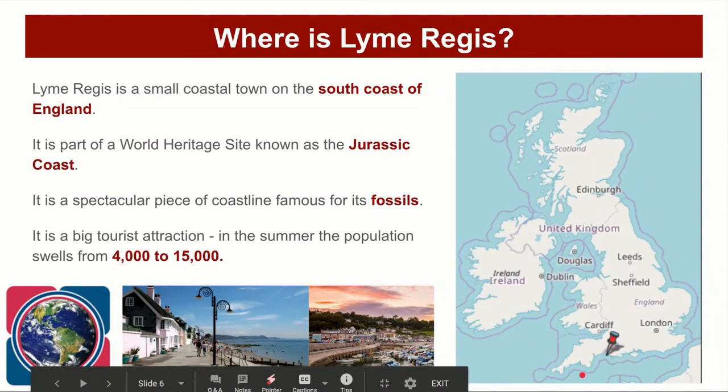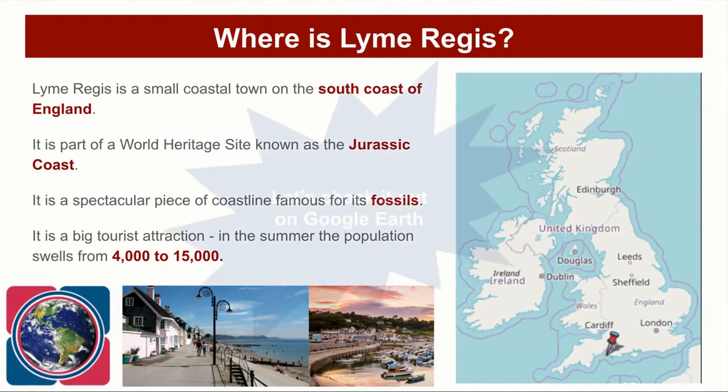Okay, so if we look at what we've got on this slide, it says that Lyme Regis is a small coastal town on the south coast of England. It's part of a World Heritage Site known as the Jurassic Coast. And we talked about the Jurassic Coast before, because we looked at some of the different features that we find all along the Jurassic Coast in Dorset. Remember, we looked at Old Harry Rocks, we looked at Durdle Door, okay, we looked at Swanage Bay. So there's loads of things that are down in that area of the coast. It's a spectacular piece of coastline and it's famous for its fossils, hence why it's called the Jurassic Coast.